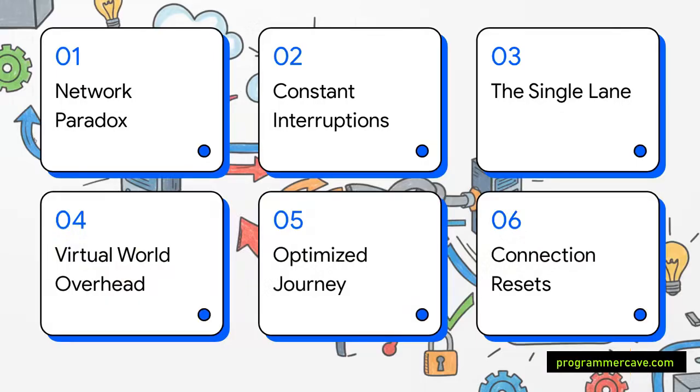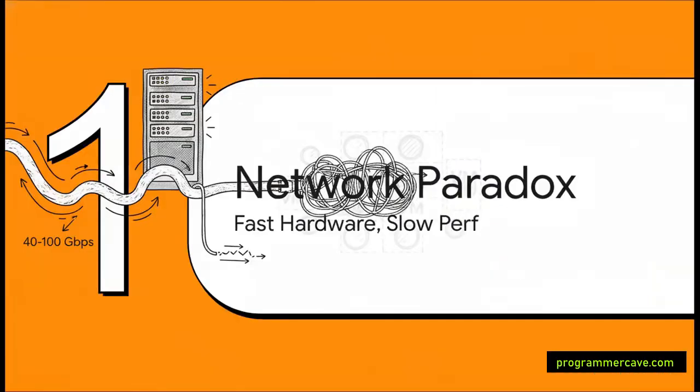So here's our game plan. We'll kick things off by looking at this paradox in modern networking. Then we're going to put on our detective hats and hunt down two major culprits: constant interruptions bogging down our CPUs, and a single-lane traffic jam that's killing our virtual network cards. After that, we'll explore some really cool kernel bypass techniques, trace a packet's journey from start to finish in a fully optimized system, and then wrap things up by using everything we've learned to solve a real-world troubleshooting mystery. Let's get into it.